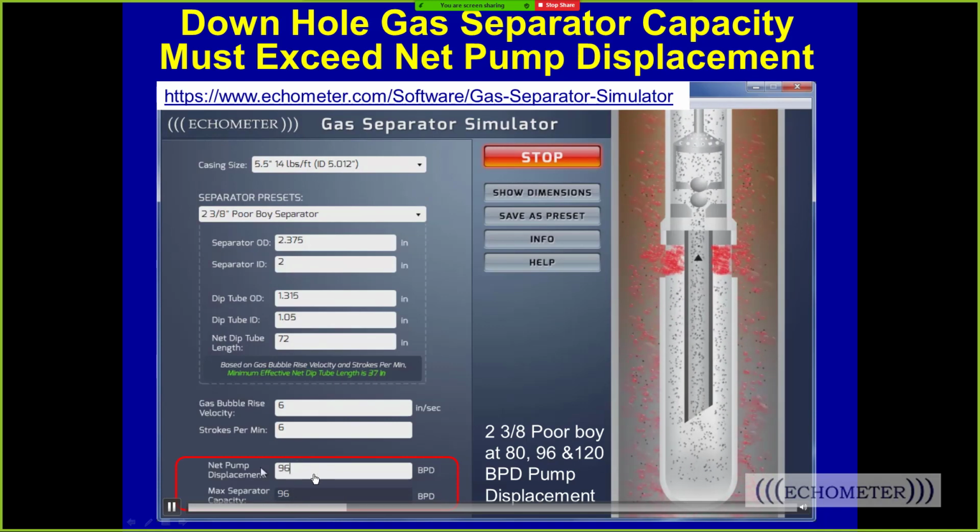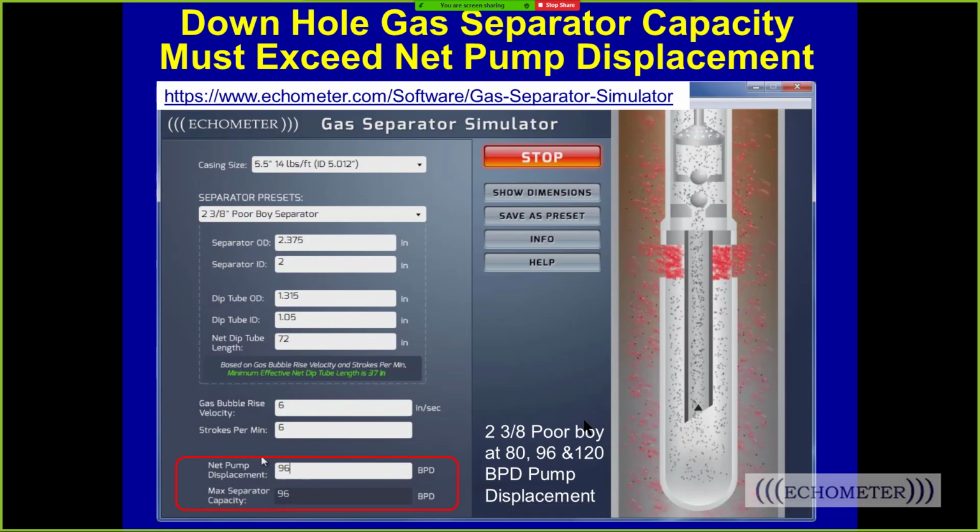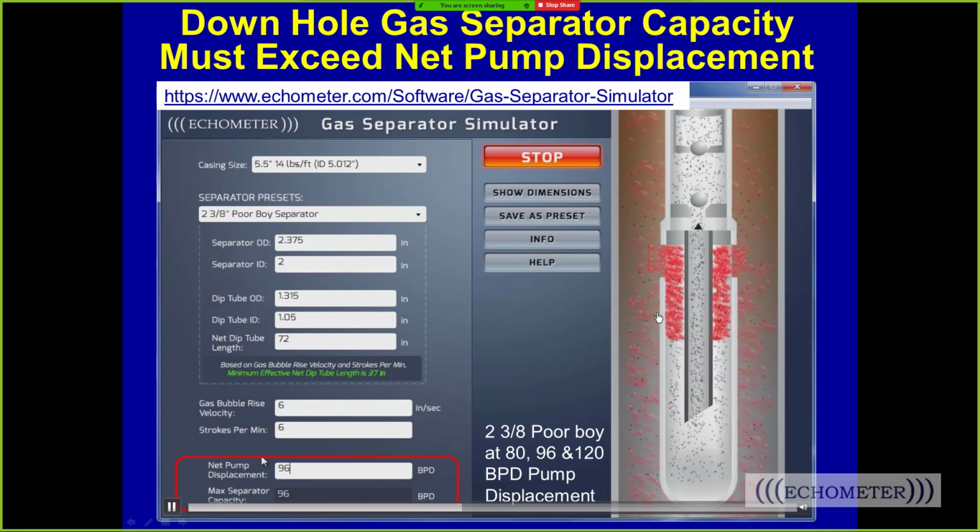And here where the separator is approaching the separator capacity is 96 barrels a day, and the pump capacity here, the pump displacement, is 96. And we're getting ready to speed it up one more time. You'll see that when the pump displacement exceeds the separator capacity, the gas gets pulled into the dip tube and you have incomplete pump fillage. So as long as the gas gets out of the separator on the downstroke, the separator is effective.